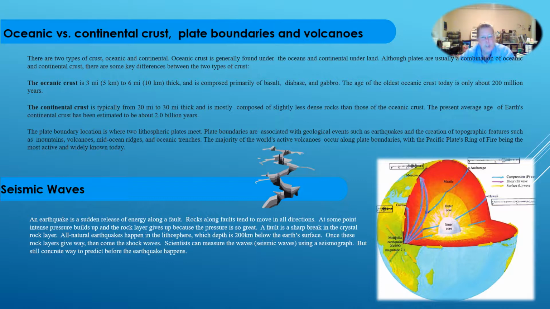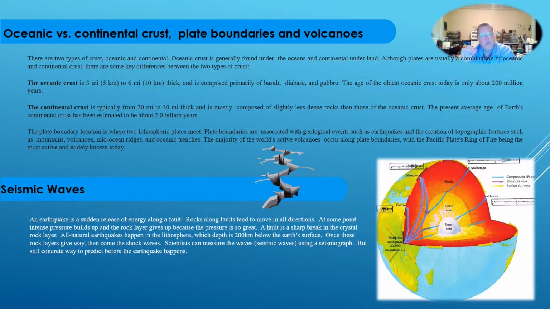Then we need to think about the seismic waves. An earthquake is a sudden release of energy along a fault. Now, the rocks along the faults tend to move in all directions, and it's constantly moving. And at some point, intense pressure builds up, and the rock layers give way because the pressure is so great. A fault is a sharp break in the crustal rock layer.